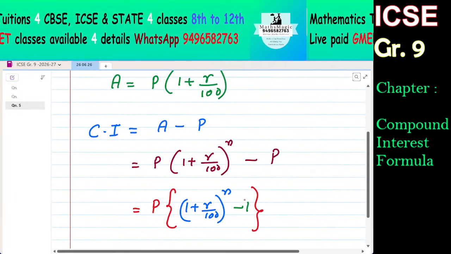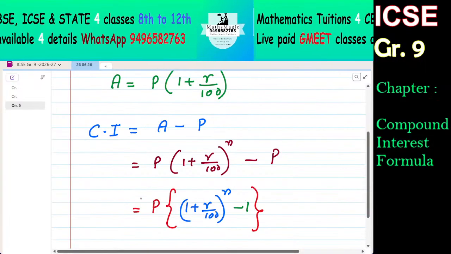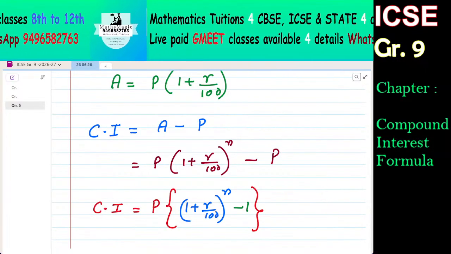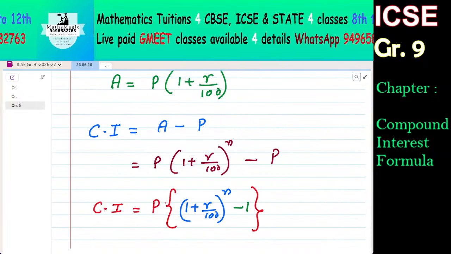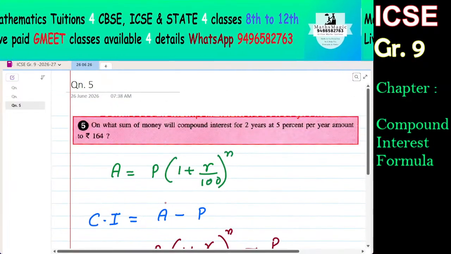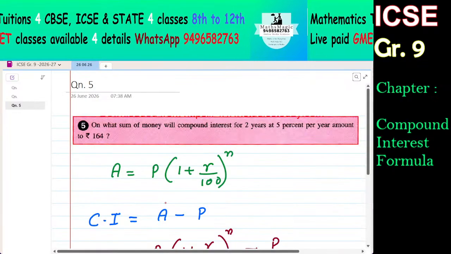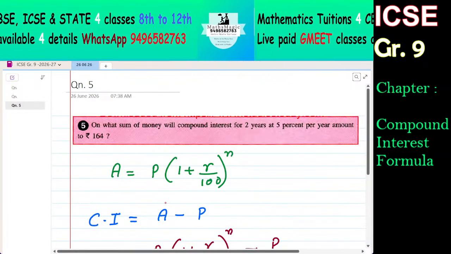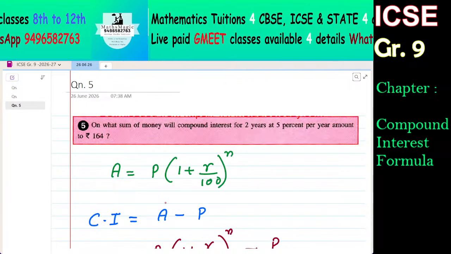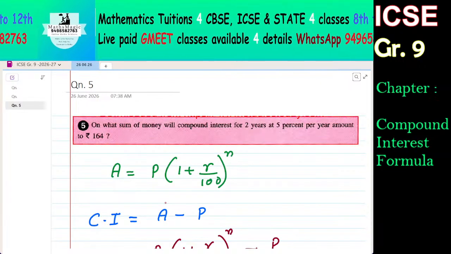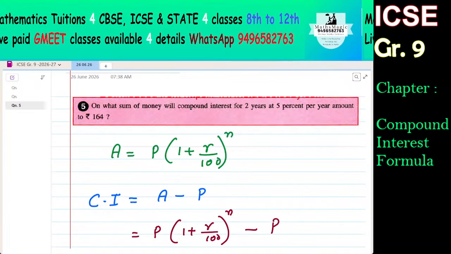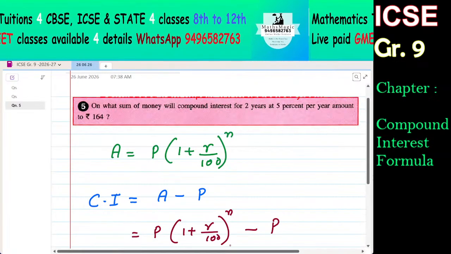You can use the formula if you have learned it, or write a step-by-step procedure. You will get the common factor P as well. Now you have compound interest as 164, number of years as 2, and rate as 5. You need to substitute everything here and you will get the value of P.